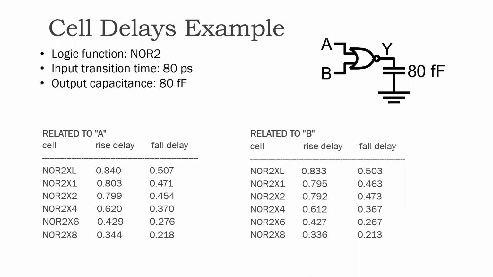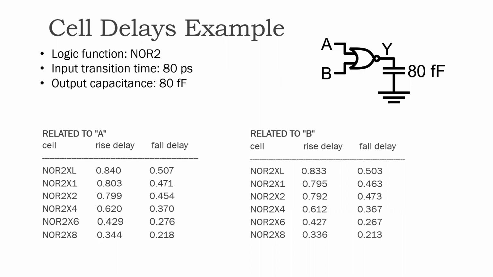So this slide is an illustration of cell delays from an actual standard cell library. And I picked a 2-input NOR gate from the library. And I specified an input transition time of 80 picoseconds.